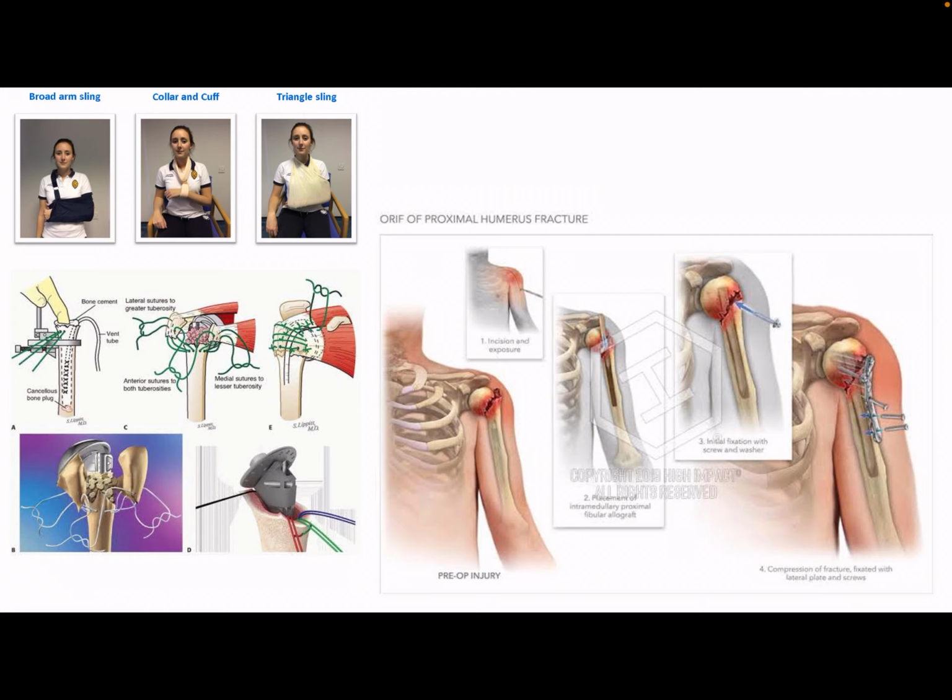And then see, this is the open reduction and internal fixation process. Incision and exposure, then the placement of the intramedullary proximal fibular allograft. Here you are placing the allograft. Then you are going to fix this via the screw, and see this plate, and you are fixing it via screws. So you are placing the neck in its original place. So this is basically the basic treatment.